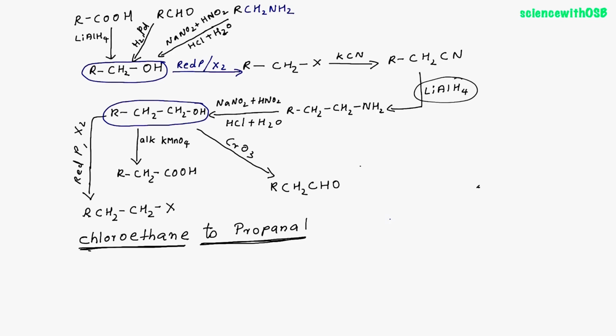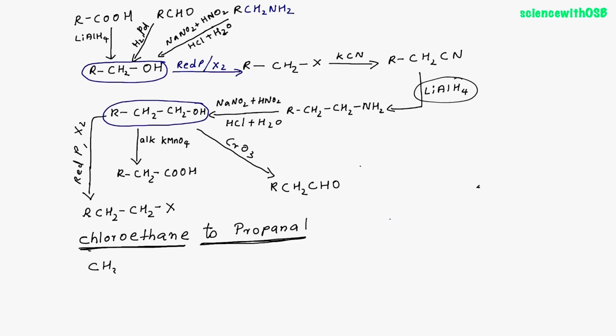Chloroethane to propanal. See, we are not finding the higher homologue of haloalkane. We are starting with a haloalkane and we are finding an aldehyde with 1 carbon extra. So we can start from a haloalkane. You can follow the steps. 1 carbon will be added and you will get the corresponding aldehyde with 1 extra carbon. Understand, right? So starting with chloroethane, we are getting an aldehyde with 1 extra carbon. Hope you understand.